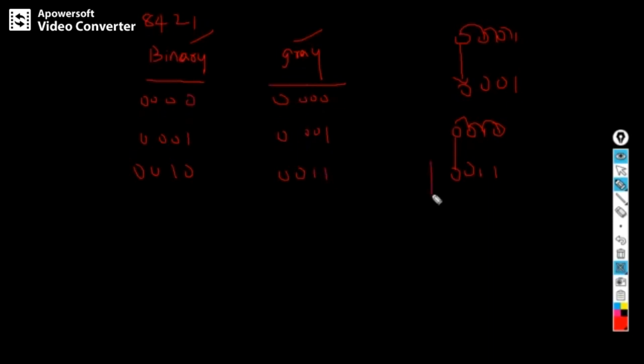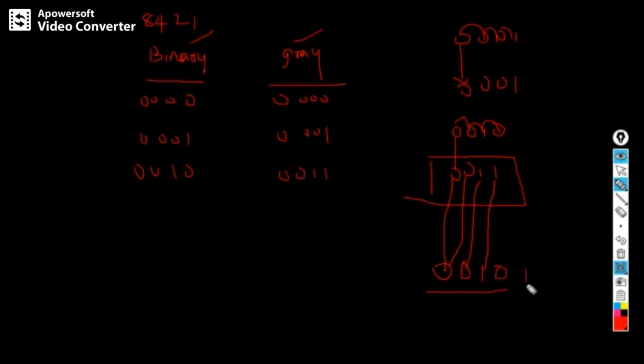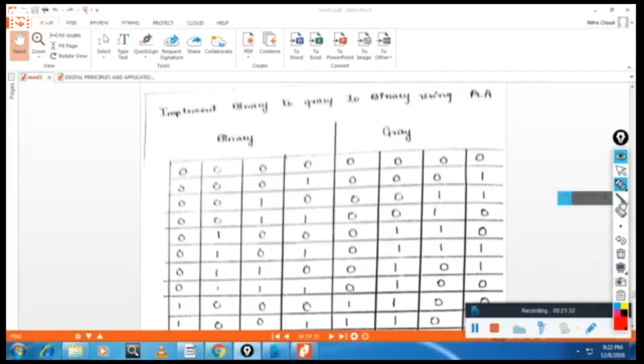Now how to convert this gray to binary? For that, represent the MSB as it is. Now add this one to this, add this one to this: 0, 0, 0; 0, 1, 1; 1, 1, 1, 0, ignore the carry. So see, this is the binary and this is gray. So this is binary to gray and gray to binary conversion. So you can see here.